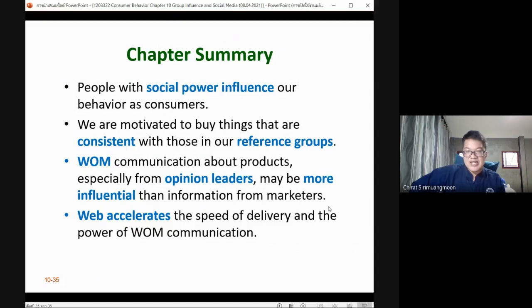We are motivated to buy things that are consistent with or linked to the reference group. You tend to use products that are the same as those of the group you belong to or where you have a position. For example, every Friday, the lecturers in NFU wear a blue shirt like this one, with the logo of NFU. So you are motivated to wear that shirt because you have a reference group in terms of the people who live and work in NFU.